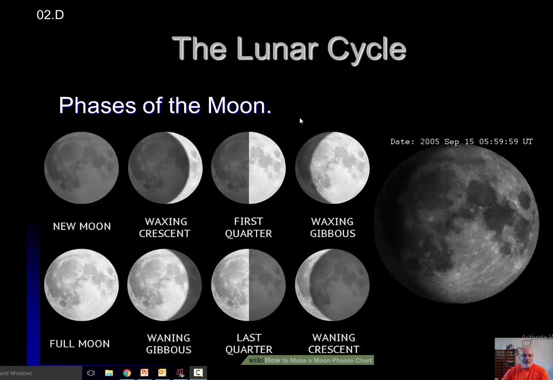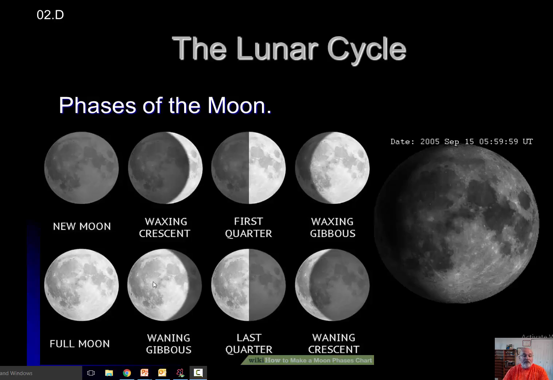This is going to talk about the lunar cycle, and what I basically have here are the pictures of the 8 phases of the moon, if we include the new moon and we include the full moon. And then waxing going this direction, waxing means getting larger, and if you notice the right side of each of these moons is actually getting larger.